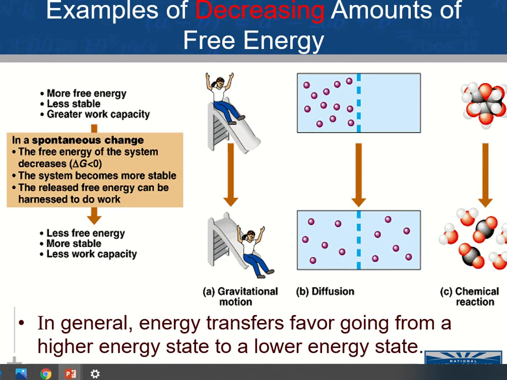So here are some examples in the real world of decreasing amounts of free energy. There are 3 examples here. The girl moving down the slide is moving from an area of less stability to an area of more stability. There's a decrease in free energy. In the case of diffusion, when the molecules are on one side of the membrane, they are more organized. In the second picture, there's an increase in entropy as the molecules move from one side of the membrane to the other side of the membrane. Finally, in the last example, the molecule is decomposed. The products have less energy than the reactants. All of these would be a decreasing amount of free energy.